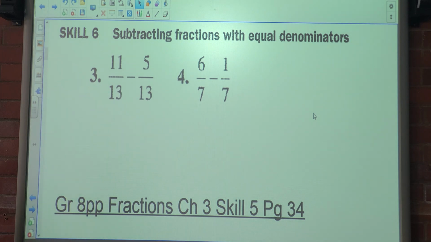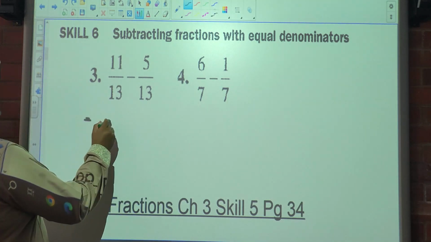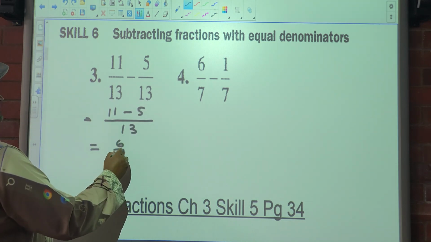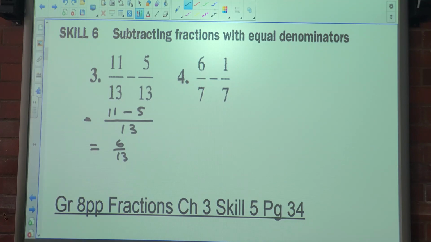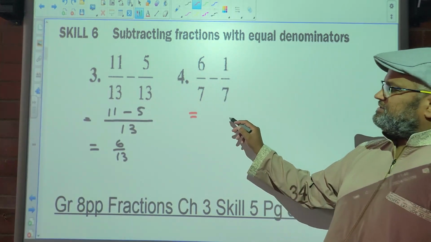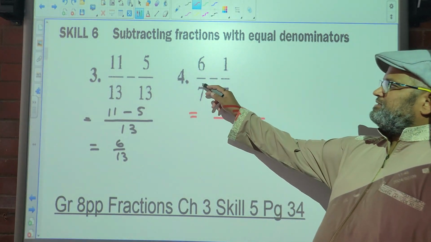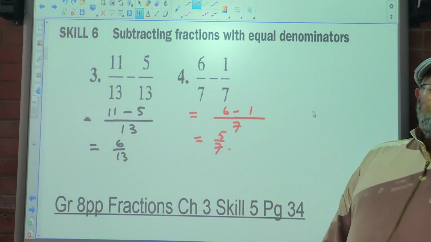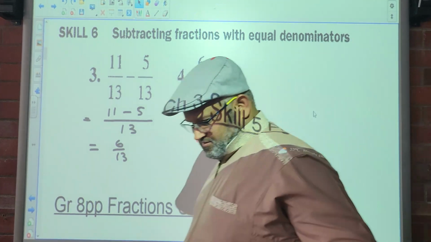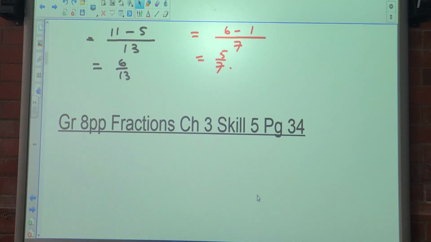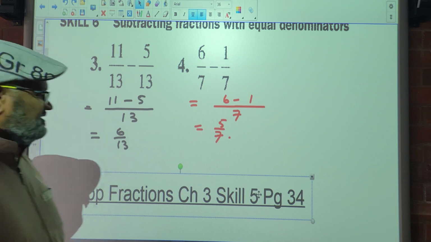Number 3. Are the denominators the same? Yes. It can be written as 1. So it's going to be 11 minus 5. What's 11 minus 5? 6. So 6 over 1. Last one, number 4. What's your denominator here? 7, and it's the same. So it's going to be 6 minus, and 6 minus 1 is? Any confusion? No? It was actually still 6, no?